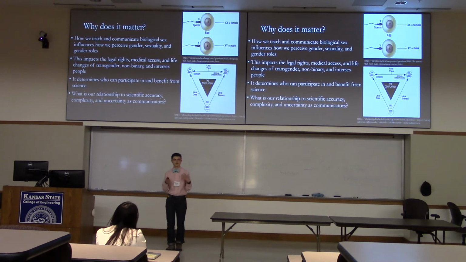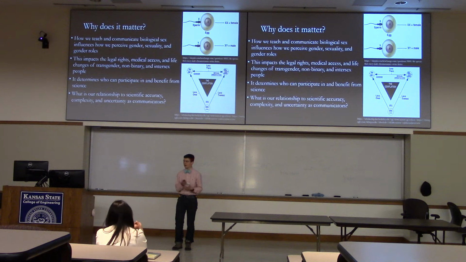So I think if we want to change this and do things differently, we really need to examine our relationship to scientific accuracy, complexity, and uncertainty as science communicators. So because I don't like to tear things down without at least trying to build them back up, the rest of the presentation will be some suggestions of how we can do this better. And most of the examples I give are examples that I've used at queer and trans conferences to talk about this to people who are not science and have primarily experienced science as being weaponized against them.